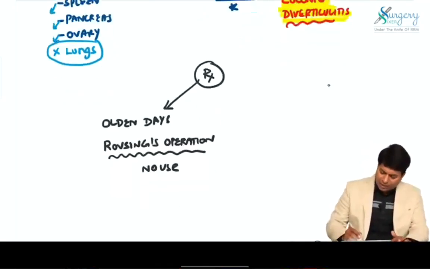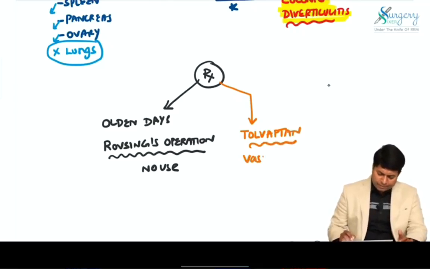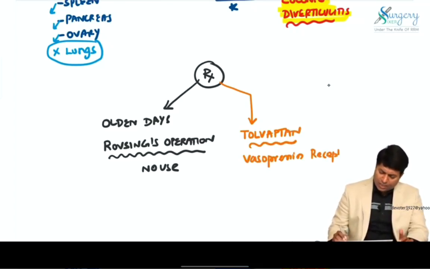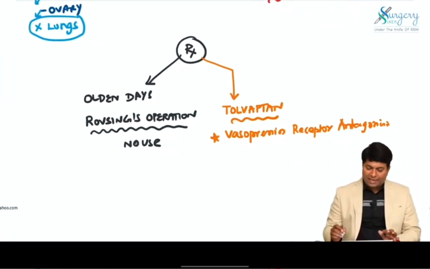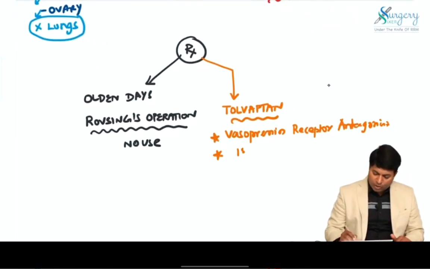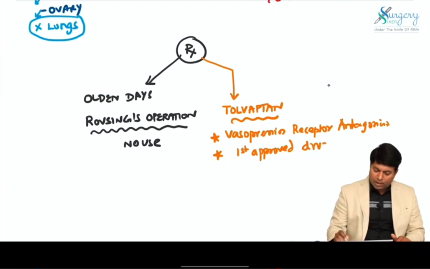Presently, we have some conservative treatments like tolvaptan. Tolvaptan is a new drug which is used. It is a vasopressin receptor antagonist. Please don't forget, this is also asked in NEET 2020. Tolvaptan is a vasopressin receptor antagonist. It is the first approved drug for adult autosomal dominant polycystic kidney disease.